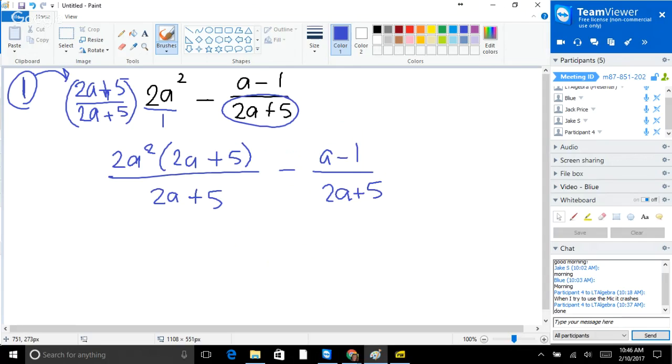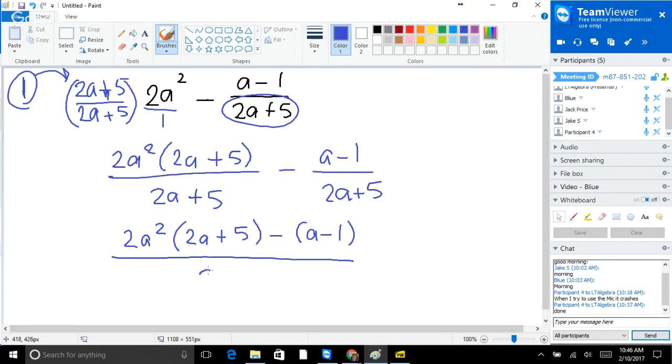First, you could subtract it, so you could put this all in one big, huge 2a squared times 2a plus 5 minus a minus 1. So don't forget the subtraction is to the a and the minus 1, all over 2a plus 5. Okay, now in order to simplify this, I'm going to have to distribute it, right?